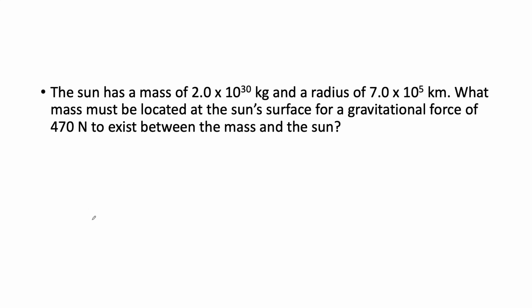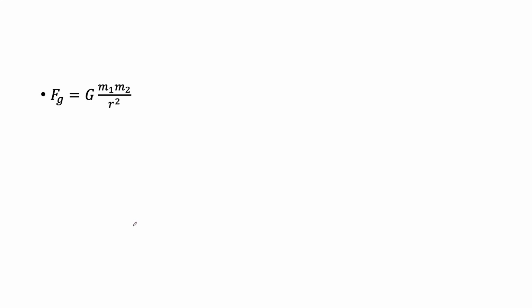So basically we have our Sun, and the radius of this is 7 times 10 to the 5th. Now on the surface we have a mass that we don't know, and we want to know the force between the Sun and this mass. Well, we know the force is 470 newtons. So what's the mass? How much do we have? That's what we're going to calculate first. So let's go look at the calculation.